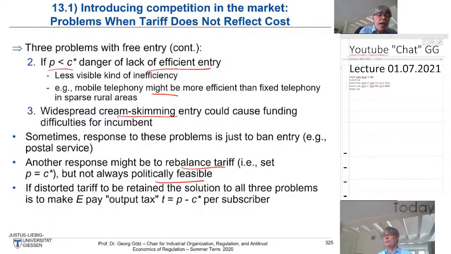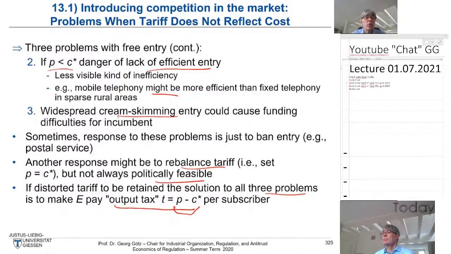This is a rather abstract solution. We would need an output tax, and on the next slide, I will give you an example of such a tax. The entrant should pay some output tax which is equal to, in a sense, the cost distortion of the price, so how much the price differs from the cost of the incumbent.